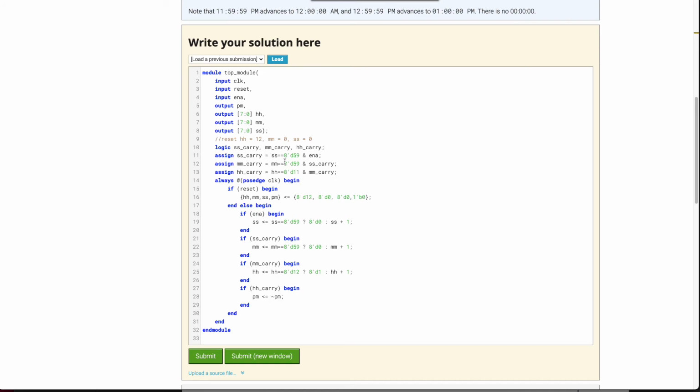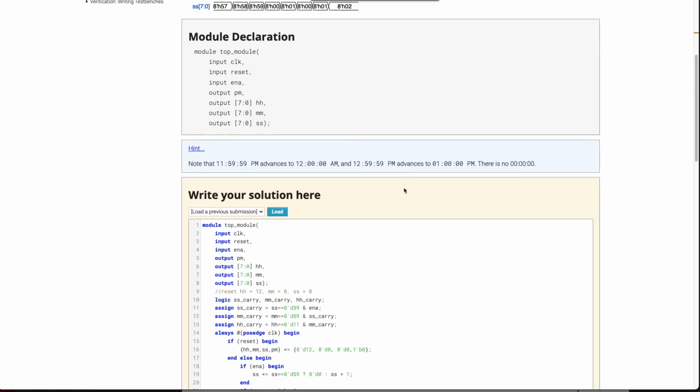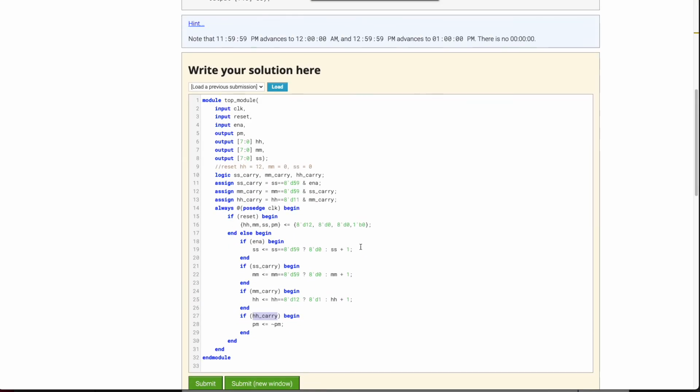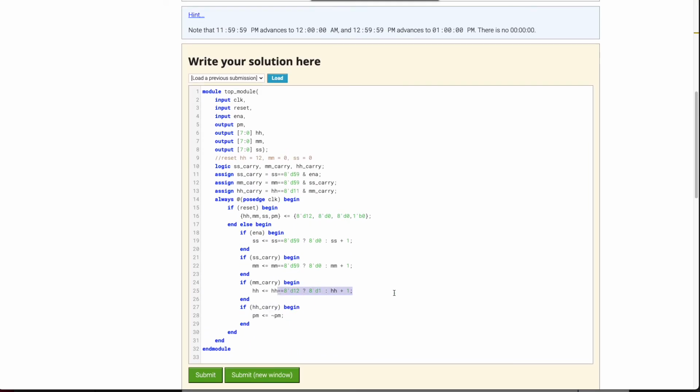Maybe let's just double check. 59, 59, and enable means we're going to flip it 11 to 12. Anytime 11 to 12 we flip it, but then 12 back to 1. These two have the same code line, and the numbers are the same.